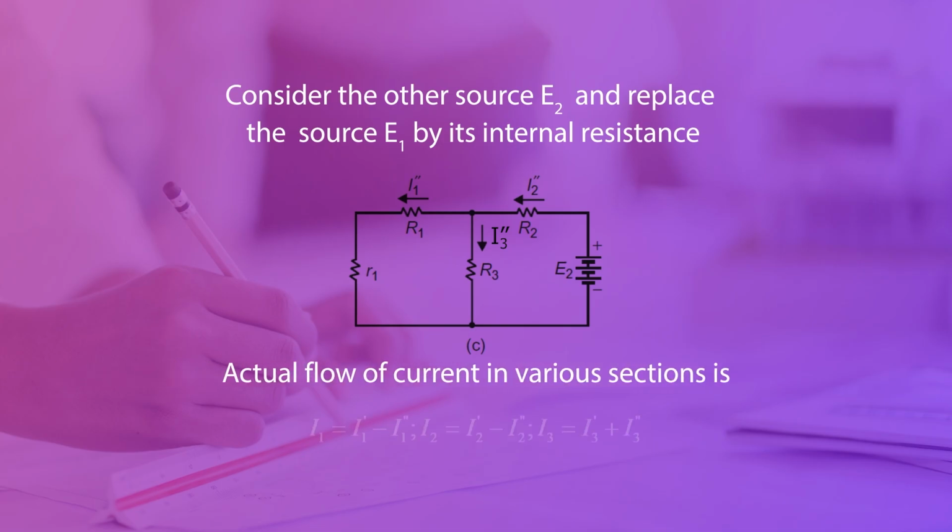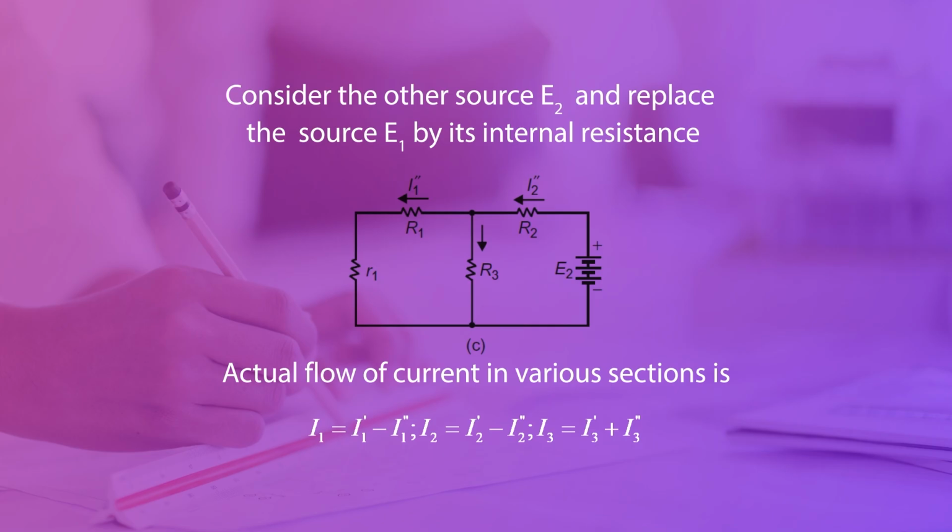So what is the actual flow of the current in various sections? You can write that net current I1, which was flowing in resistance R1, can be written as I1 dash minus I2 double dash. Similarly, if you want to calculate current in resistance R2, this I2 can be written as I2 dash minus I2 double dash.